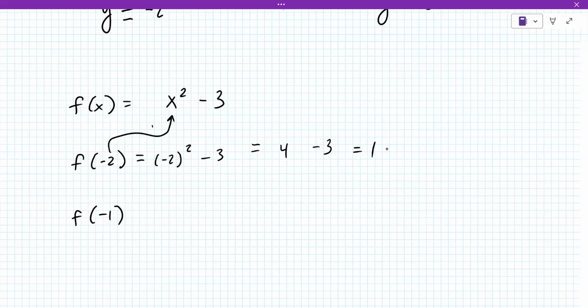Can you do f of -1, please? -1 squared minus 3 is 1 minus 3, which is -2. Perfect. All right. Okay, good job. We're going to go ahead and stop right there for today.